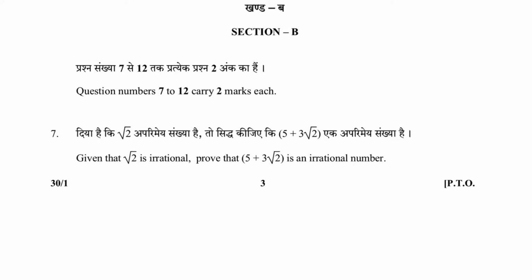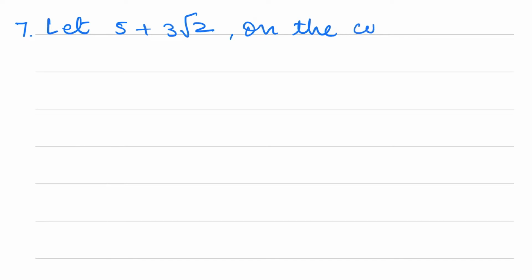The question number 7 here says, given that root 2 is irrational, prove that 5 plus 3 root 2 is an irrational number. So in this question, basically we need to prove that the sum of a rational and an irrational number is irrational. We can say, let 5 plus 3 root 2 be rational, on the contrary. We are going to prove by contradiction method.